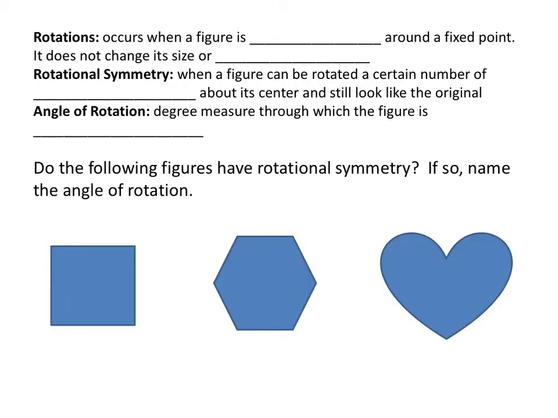So first of all, a rotation occurs when a figure is rotated or turned around a fixed point. It does not change its size or shape.